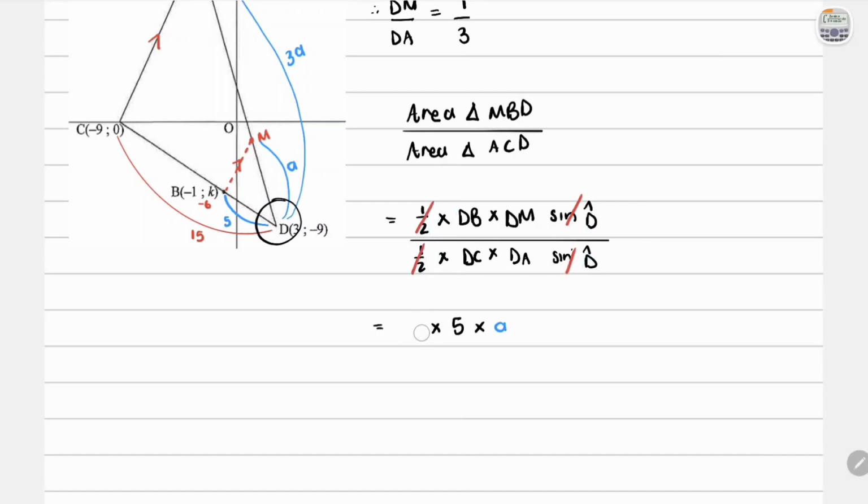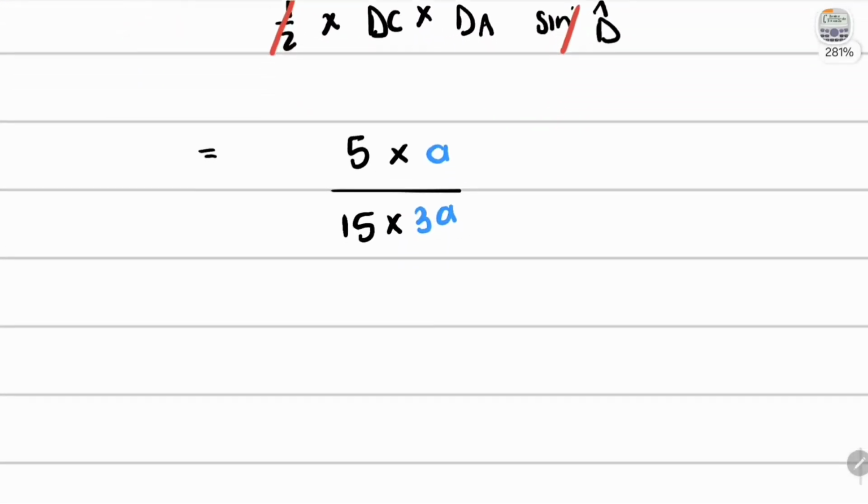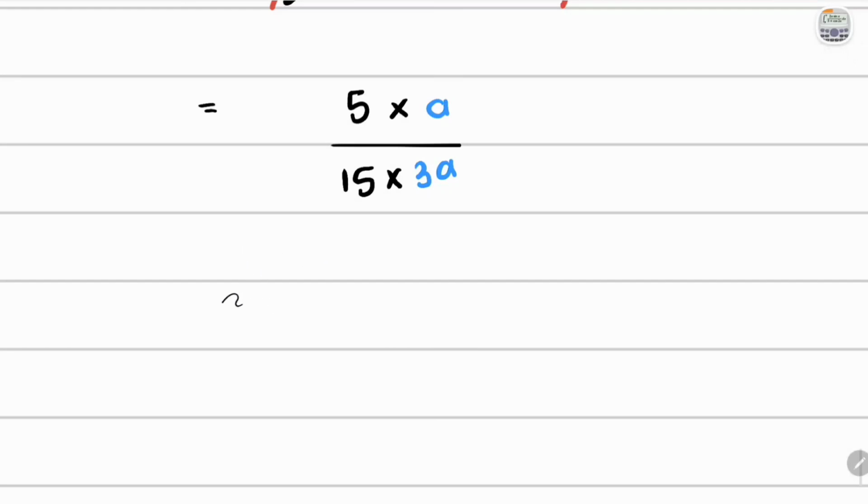So we do not need to even write this half. So we have a 5 times A, and then over DC is 15 units. And we'll multiply them by 3A, that is DA, 3A. So do you see what happens here? The A's will cancel because it's just the ratio.